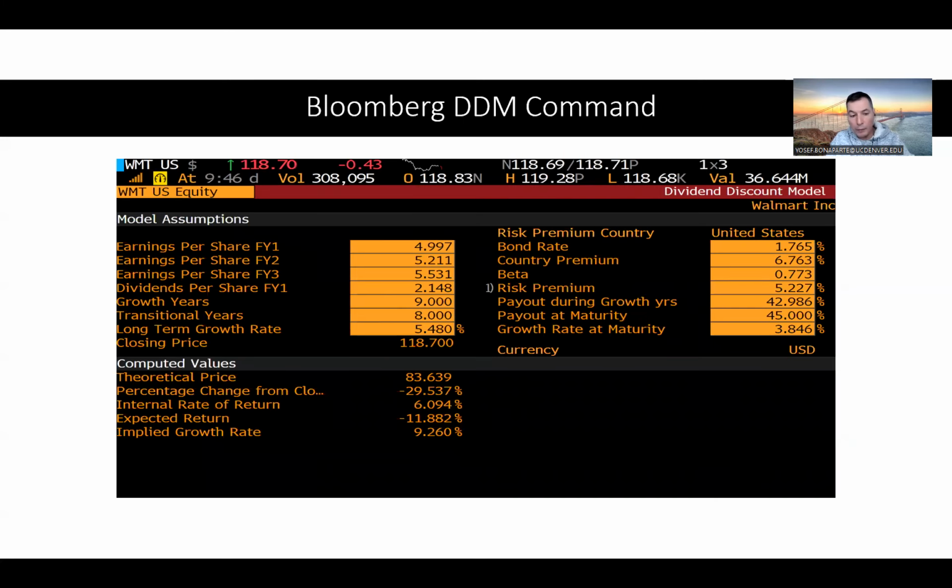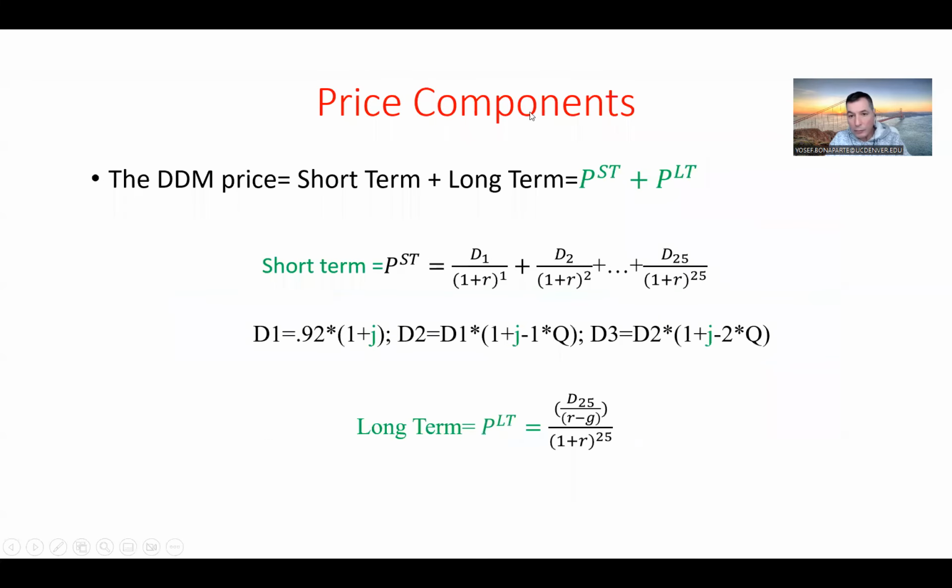So now this is the theory of price short term plus price long term. This is the short term, this is the long term. How can we do it?